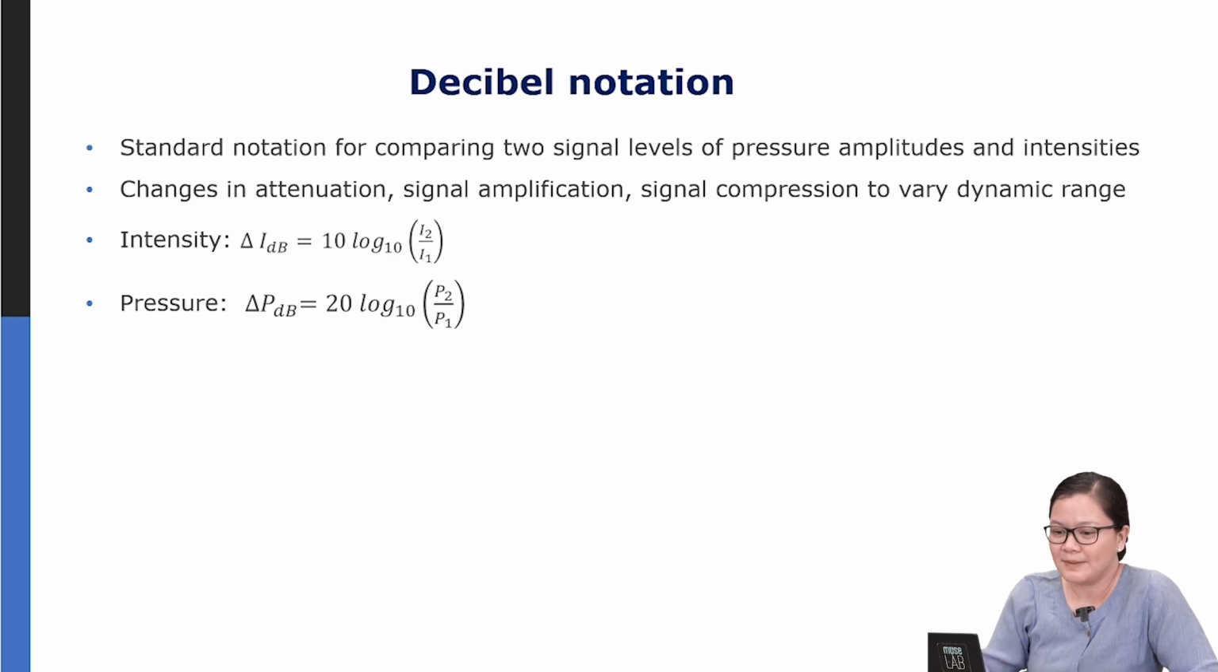So decibel, by definition, is 10 log 10. Here I show the difference in intensity equals 10 log 10 of I2 over I1. So these are the two signals with very different intensities. Since intensity and pressure are related by P squared, the equation for decibel notation in pressure turns into the change in pressure in dB equals 20 log 10 of P2 over P1.